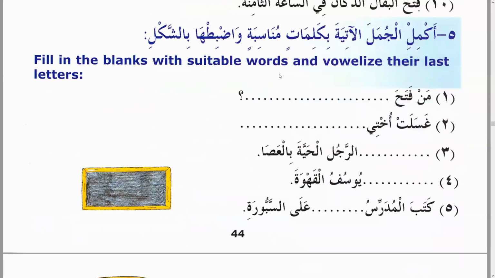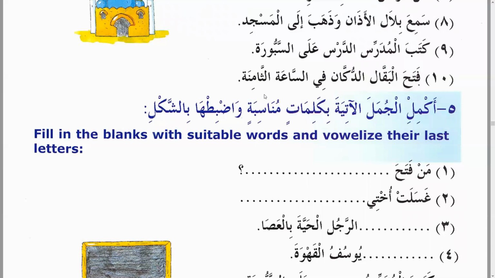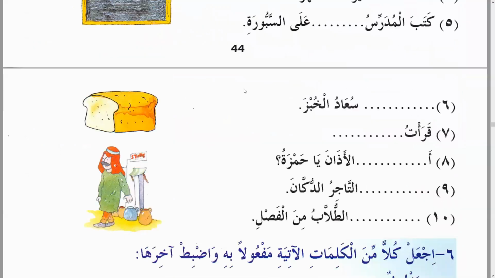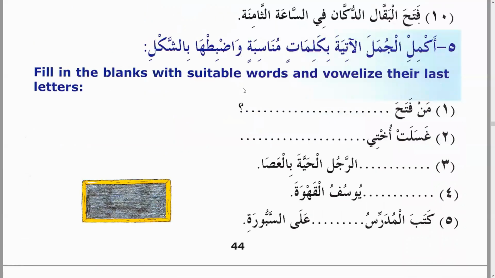Next, fill in the blanks with suitable words. Right? We have what will come after? Fi sa'ati athaminati, at 8 o'clock. Harfu jar, right? Fi is a preposition. Next, again, we have 10 sentences. We have to fill appropriate words here.